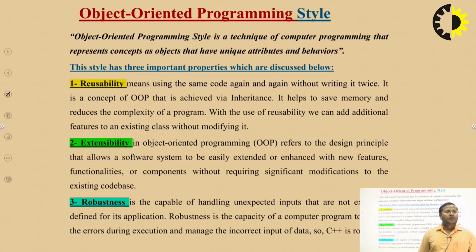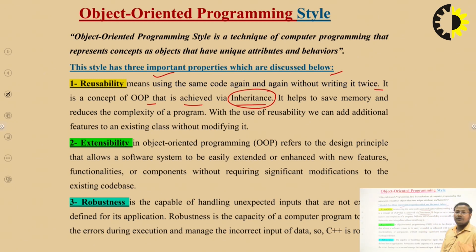Now, object oriented programming style. Object oriented programming style is a technique of computer programming that represents concepts as objects that have unique attributes and behavior. This style has 3 important properties which are discussed below. Reusability means using the same code again and again without writing it twice. It is a concept of object-oriented programming that is achieved via inheritance.